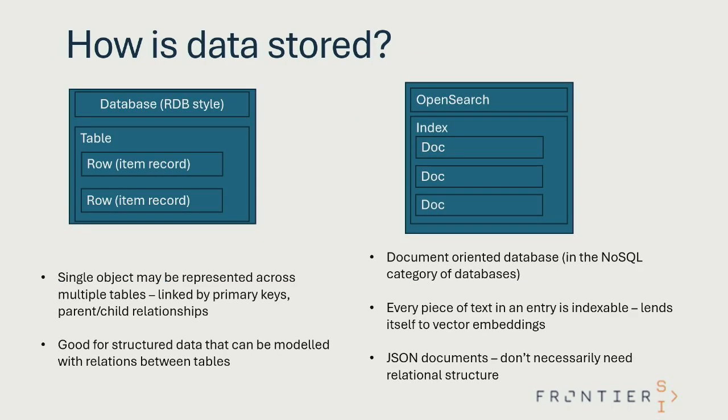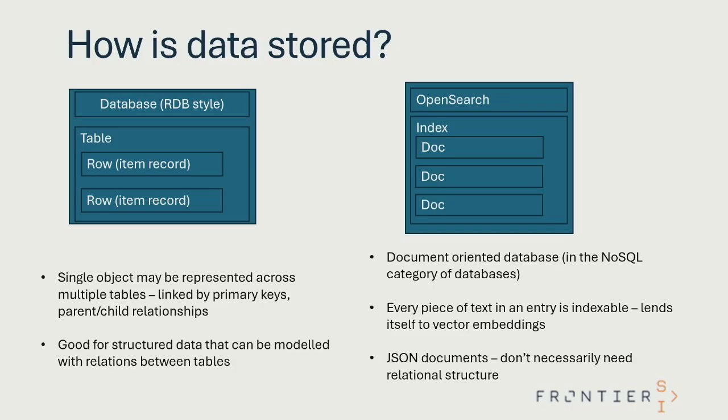So what makes it different, or how is data stored? In the Lucene database, it's not a relational database, which the sort of structure there is tables with rows, and a single object might be represented across different tables, and they're linked by shared attributes and primary keys. And those types of databases are good for structured data that can be modelled by those interconnected relations. In OpenSearch, it's in the document-oriented database category, NoSQL.